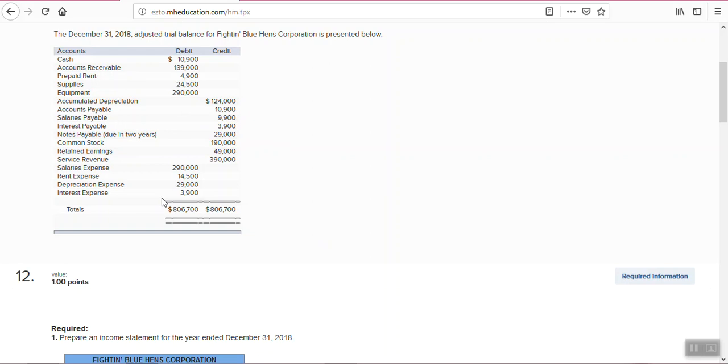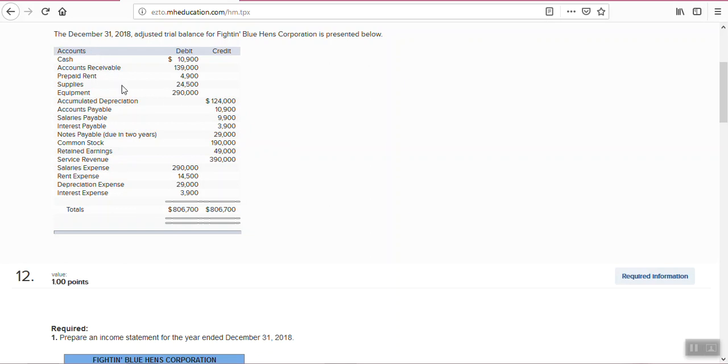So generally we list accounts in the order of assets first, then liabilities, then equity, and then your revenue and your expenses. It makes it a little bit easier to do your financial statements because they're in that order. The first thing we're going to do is an income statement. Income statements only have revenues and expenses on them.